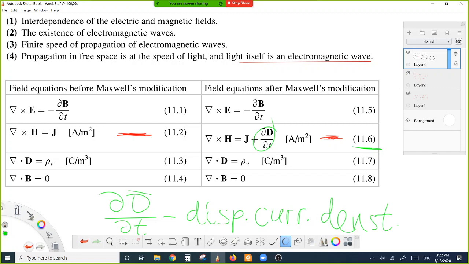And J, we know, is just the current density in the conductor. We already know about J.